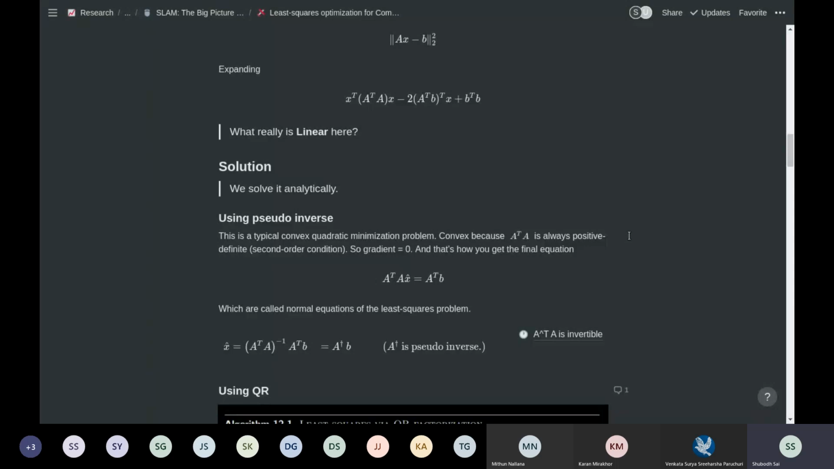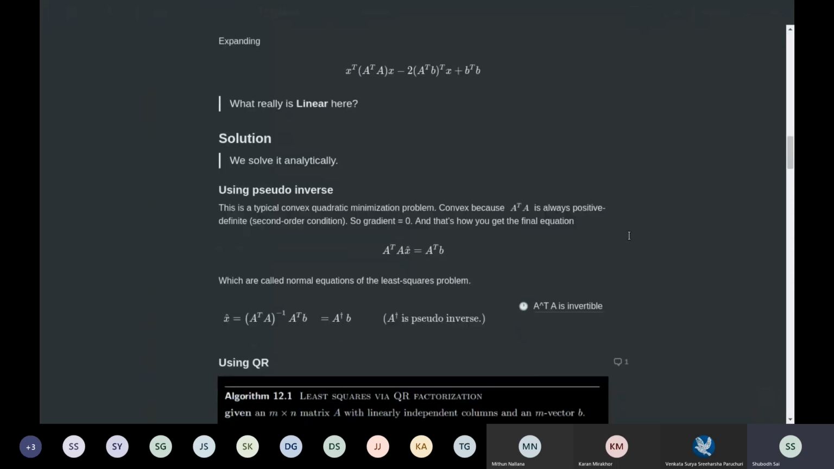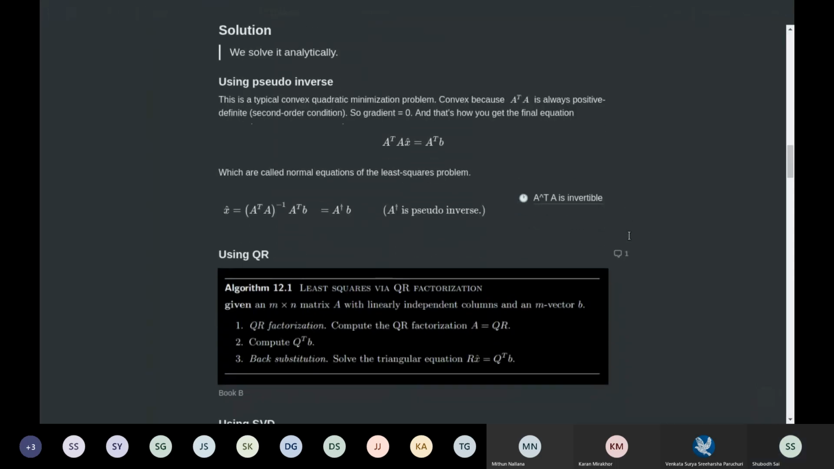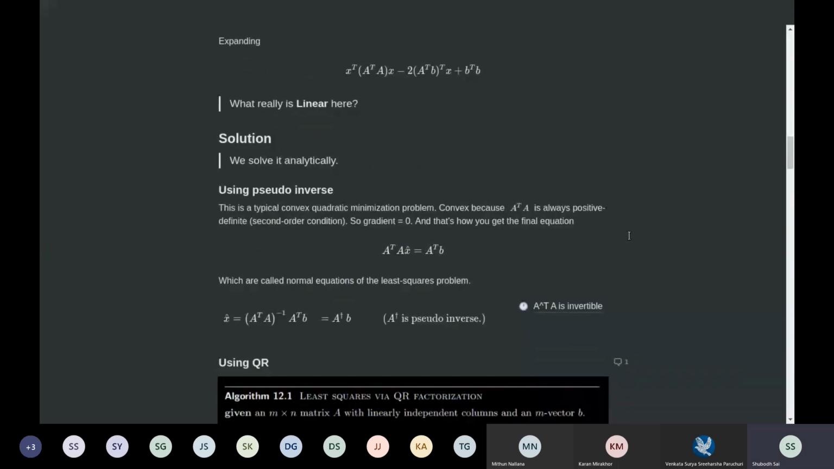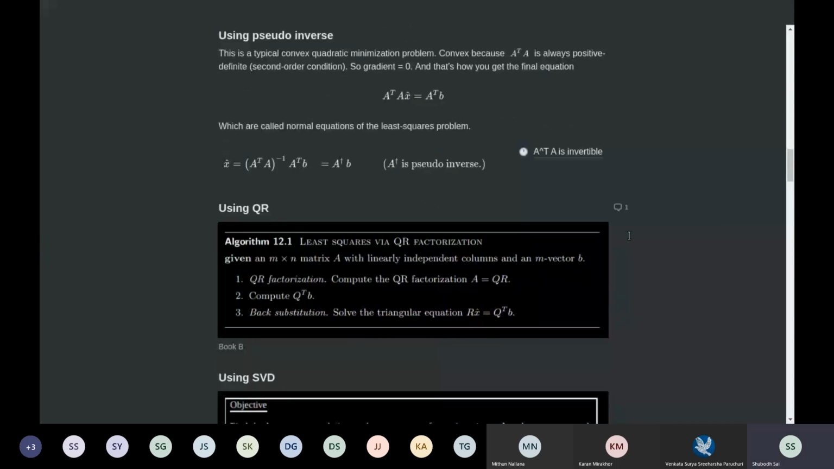Right. So we have looked at pseudo inverse. That is one way. Analytically speaking, we just took a derivative of that, and then we ended up with this so-called pseudo inverse matrix. So this would be my analytical solution.